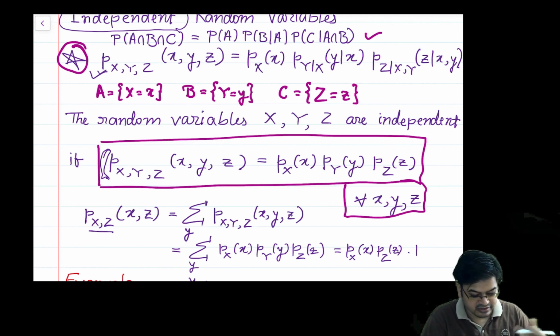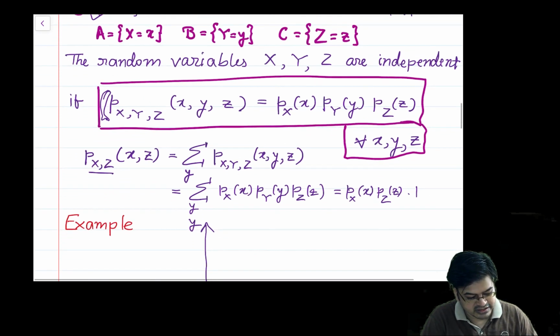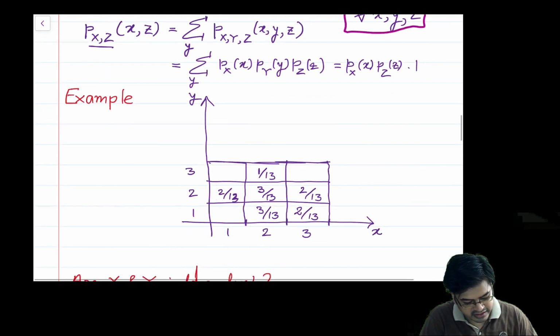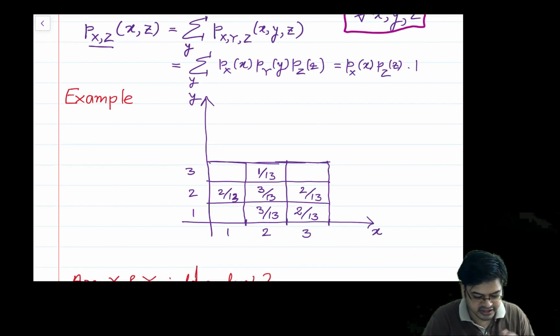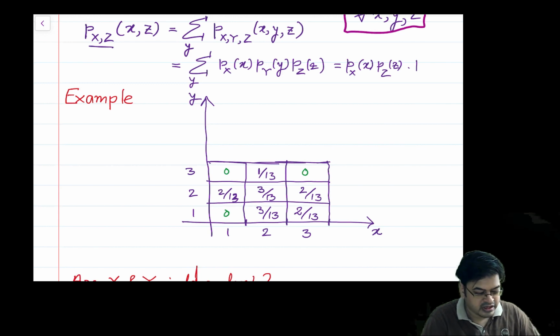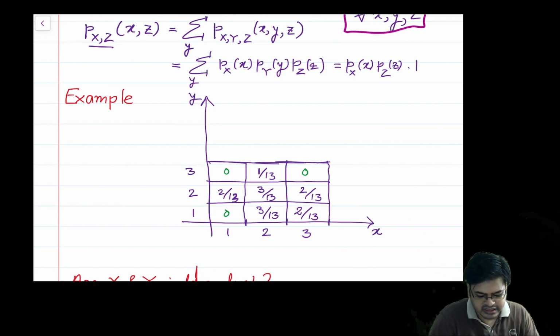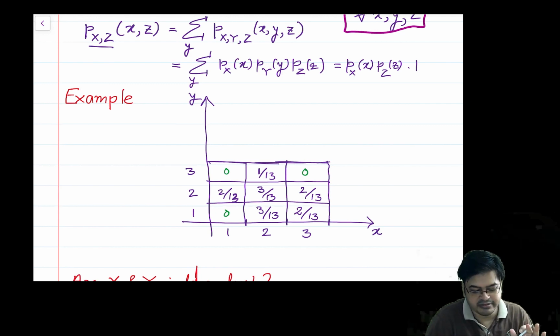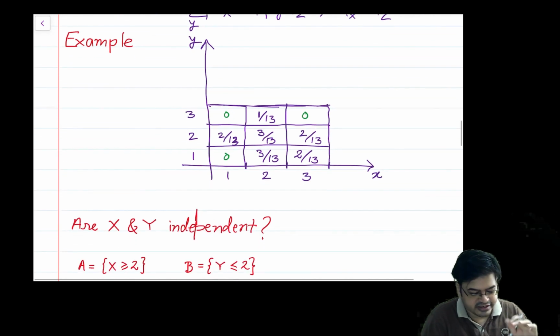Okay, let us now understand this through some examples. Let us take this particular setup example which we have studied, with a mild alteration of probabilities. Wherever there are no probabilities written, they are actually 0. So you can check whether this is a valid PMF or not. That's not my interest. This is a valid PMF.